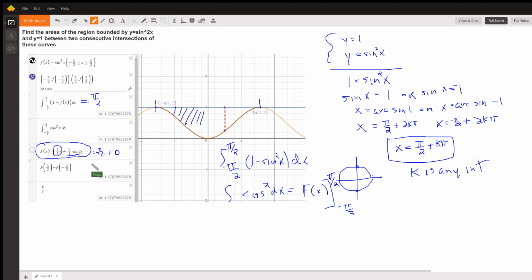And if I do the same thing for f of negative pi over 2, I'm going to get, subtract negative pi over 4. Pi over 4 minus a negative pi over 4 is pi over 2. So there's your answer right there. And without a decimal, you can just say your answer is pi over 2. So check out integration by parts, or you can also use the double angle identity for cosine of 2x to rewrite this thing and take an antiderivative. Okay, there you go.